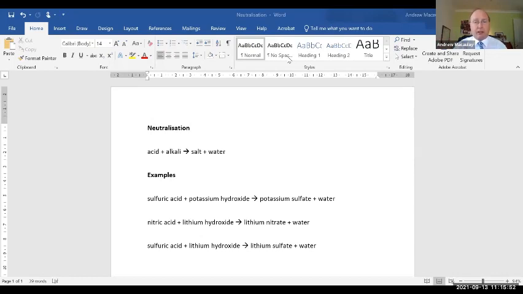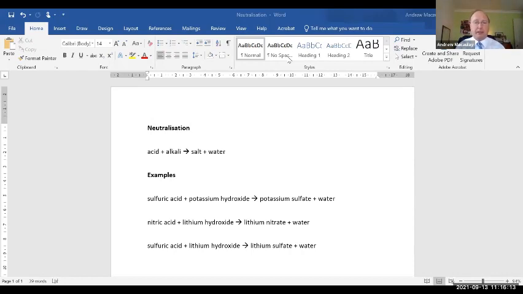We started to look at some other indicators like litmus paper. If you put blue litmus paper into an acid, it turns red. If you put red litmus paper into alkali, it turns blue. If you put blue litmus paper into alkali, it doesn't change. It's obviously going to stay blue.